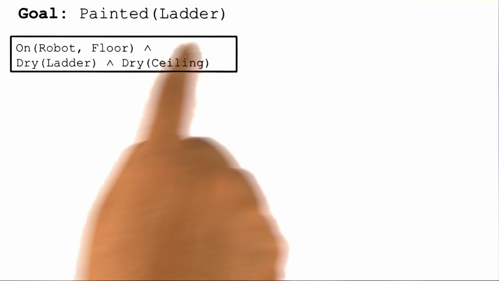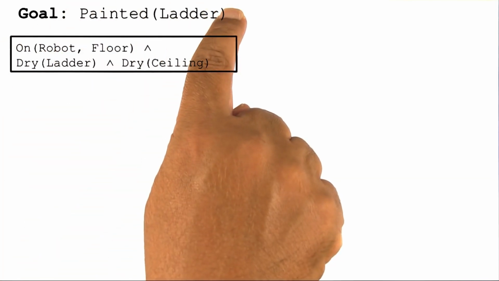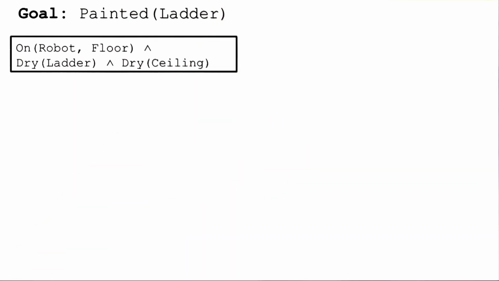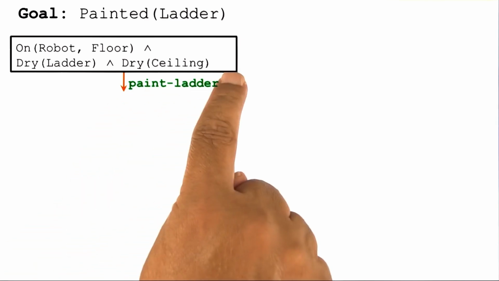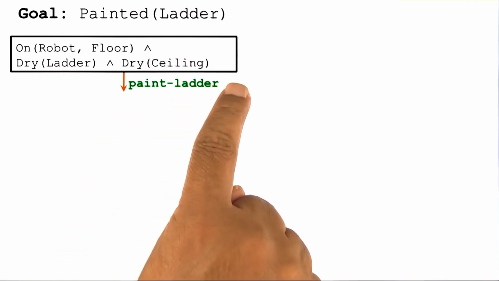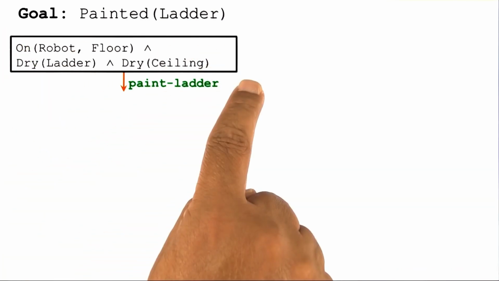So here is a goal state, painted ladder. Here is the initial state. We can now use the goal knowledge as control knowledge to select between different operators available in this world. The only operator whose post conditions match the goal condition of painted ladder and whose preconditions are compatible with the initial state is paint ladder. So we'll select that operator.